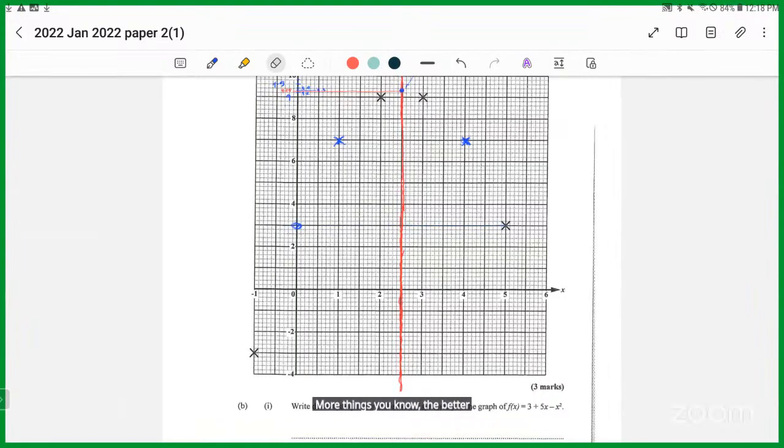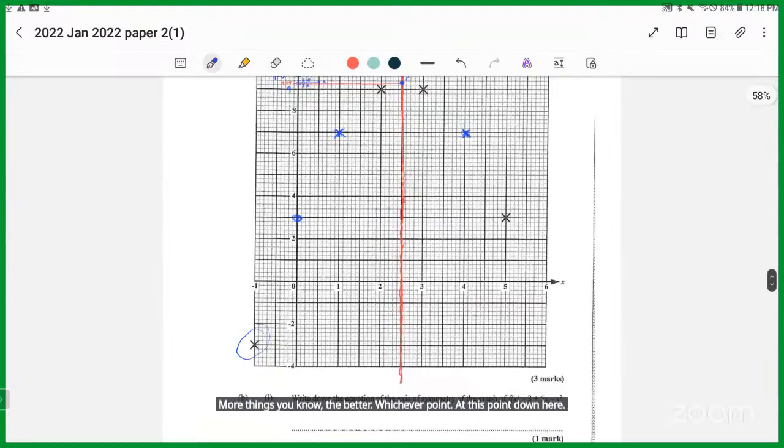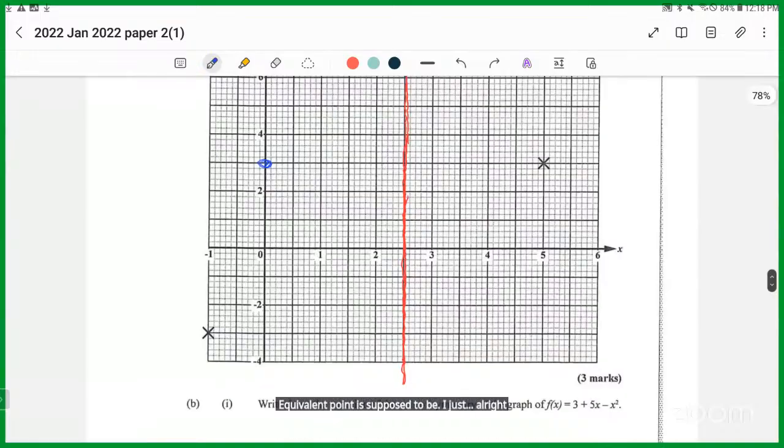Which other point? Then you have this point down here, (1, negative 4). I can see how far over on this side this equivalent point is supposed to be. So 1, 2, 3, 4, 5, 6, 7. There's 1, 7 on the other side. 1, 2, 3, 4, 5, 6, 7. There's a point here. That is (6, negative 4).